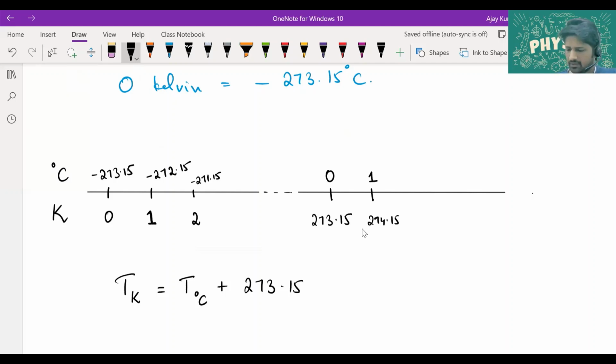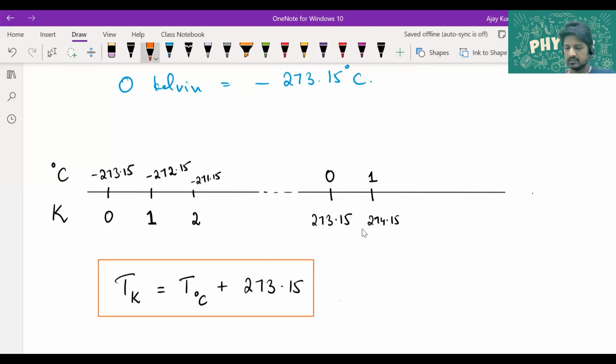We approximate this to 273. Usually while solving problems, we take it as 273. This is how Kelvin and Celsius scales are related. Remember, the starting value on the Celsius scale and Kelvin scale are different, but the unit sizes are the same. 1 unit on the Celsius scale is same as 1 unit on the Kelvin scale.